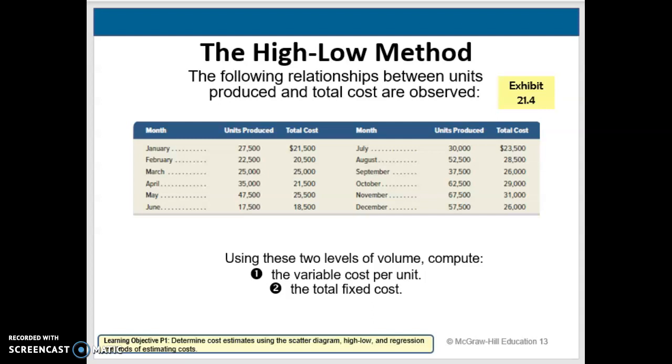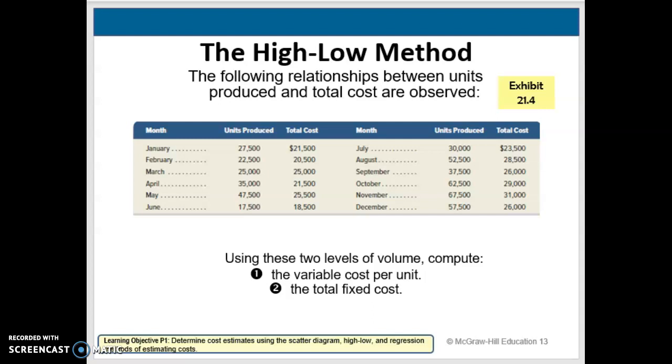So we first have to identify the highest and the lowest volume levels. It's important to note that these might not be the highest or lowest levels of cost. We're looking for a volume, so highest volume, lowest volume. So in this example, units produced.